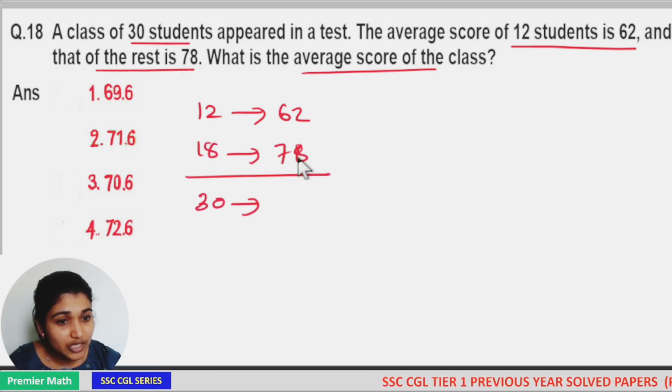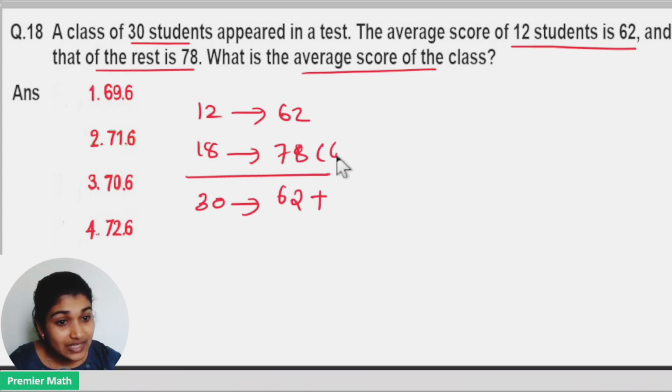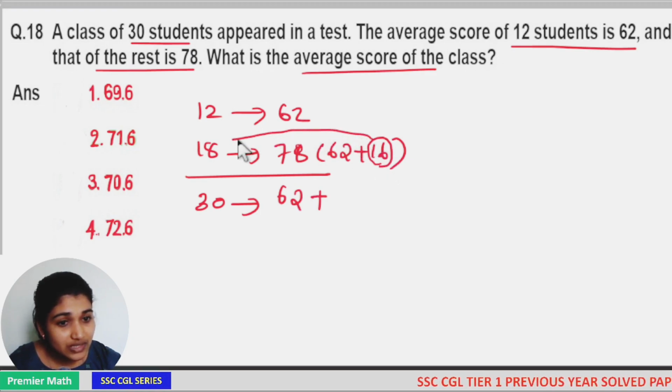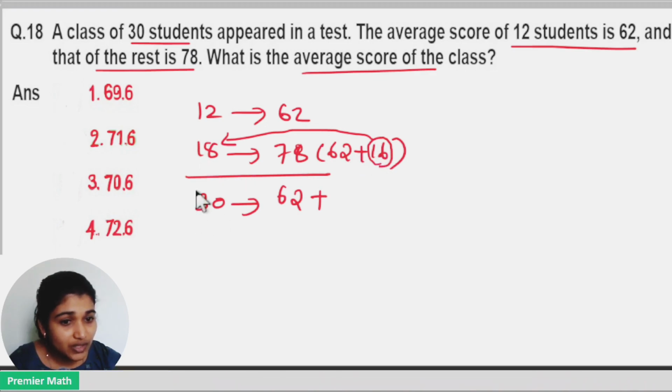Now take the minimum average. Here minimum of 62 and 78 is 62. Now here 78 I can split as 62 plus 16. So here 62 we have taken, extra is 16. So this increment of 16 in the average is for these 18 people. Now the distribution of this extra sum 16 into 18 should be for 30 people.